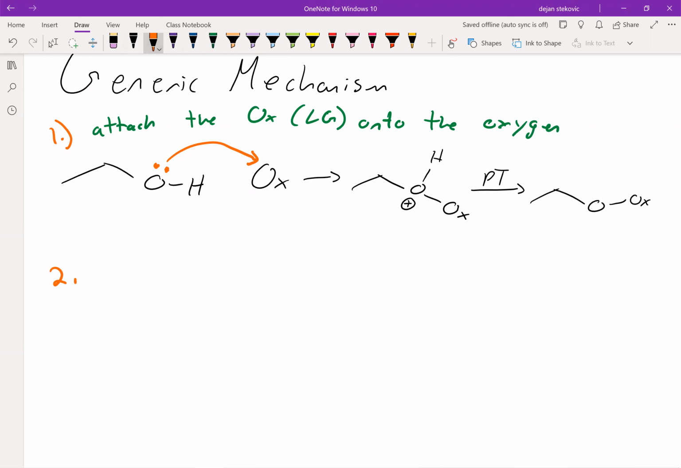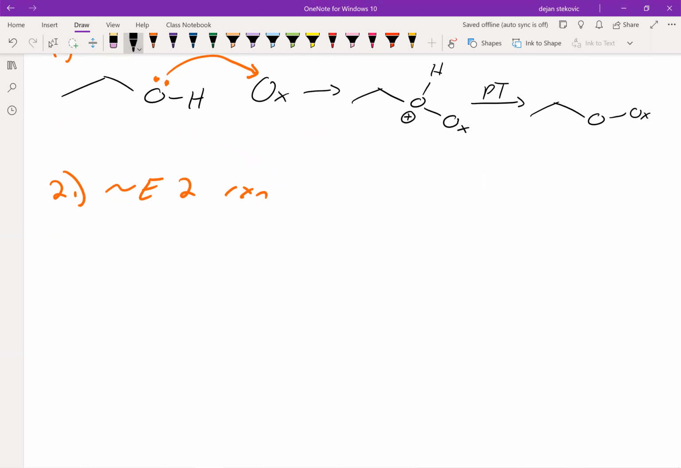And then in step 2, what's going to occur is basically approximately an E2 reaction. So think back to first semester Chem 101. In an E2 reaction, you have some kind of leaving group, you have some kind of beta hydrogen, and then you have some kind of base. The base attacks the beta hydrogen, the carbon-hydrogen bond becomes a pi bond, and then the leaving group leaves, right? That's your general mechanism for an E2 reaction.